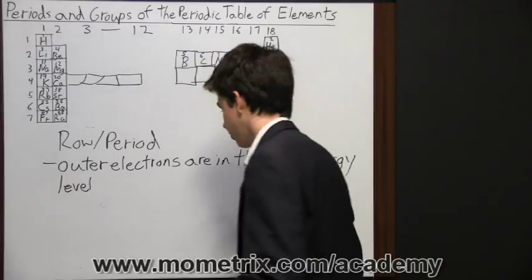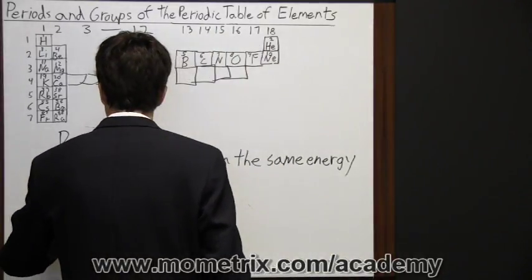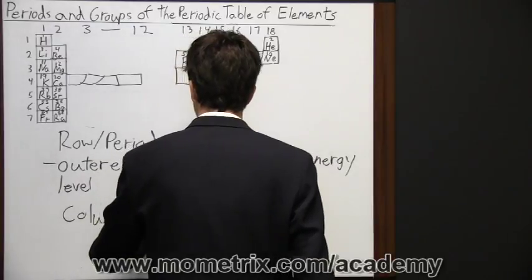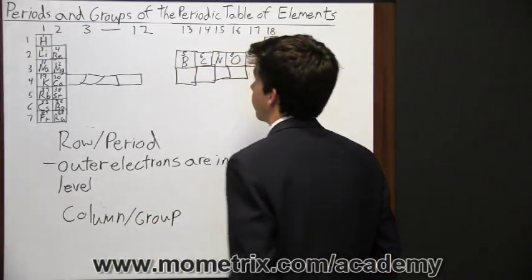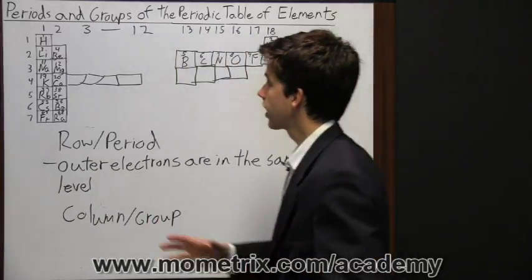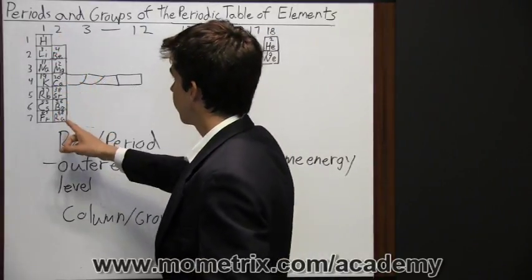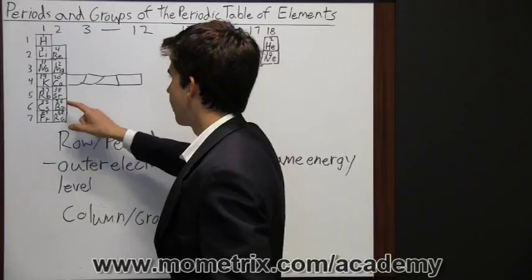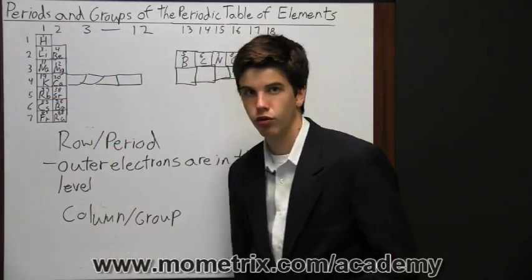Now the second grouping we have is the column or group. This is just two different names for the same thing. So these are elements in a vertical row. If you take a look at column or group number 2 right here, we have magnesium and calcium and strontium and barium, all in the same column through here.